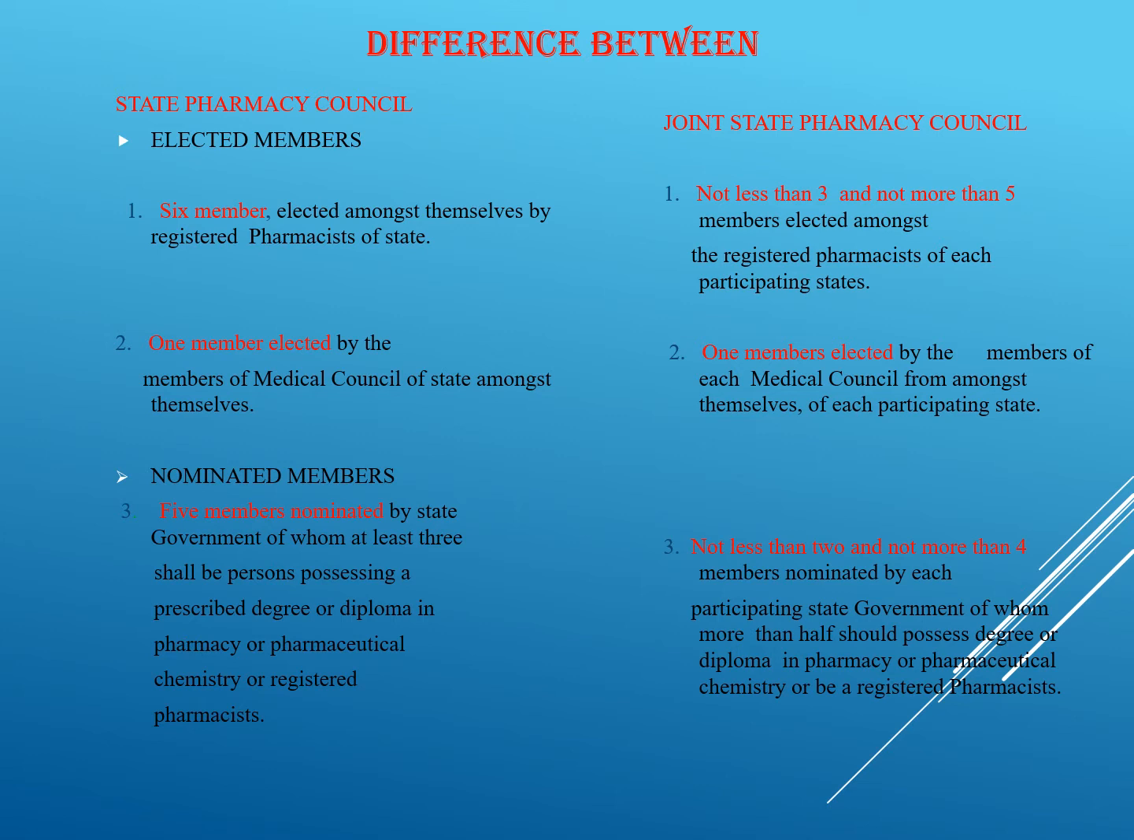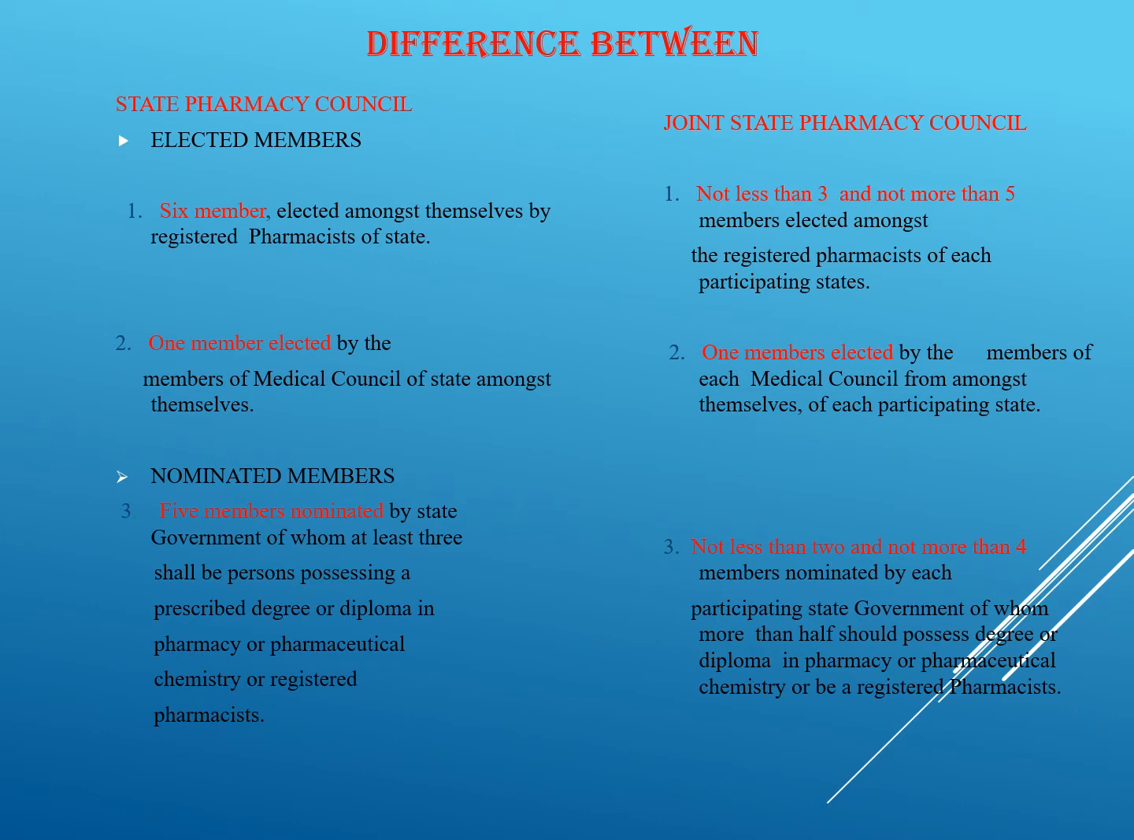Nominated members: in State Pharmacy Council, 5 members are nominated by the state government, of whom at least 3 shall be persons possessing a prescribed degree or diploma in pharmacy or pharmaceutical chemistry or registered pharmacists. In Joint State Pharmacy Council, not less than 2 and not more than 4 members are nominated by each participating state government, of whom more than half should possess a degree or diploma in pharmacy or pharmaceutical chemistry or be a registered pharmacist.